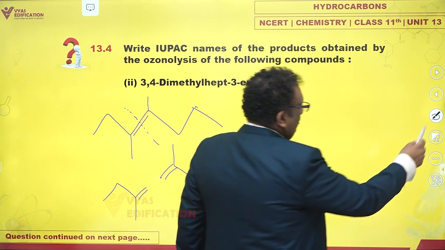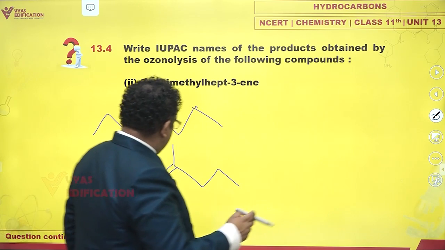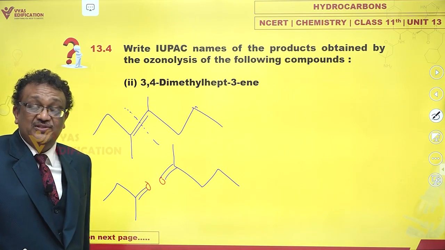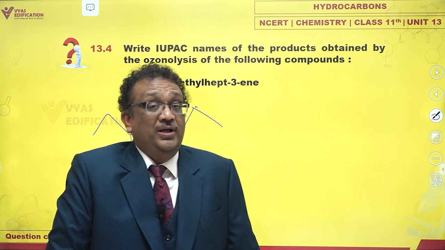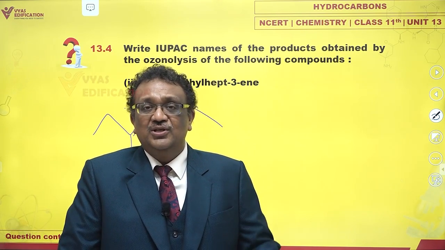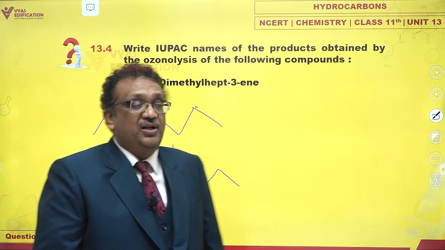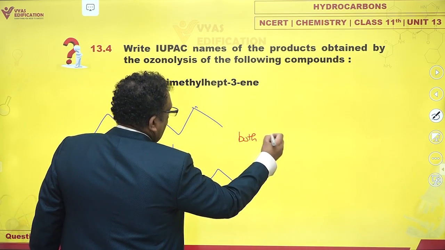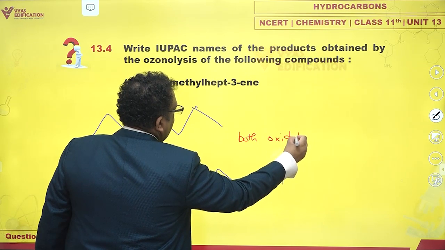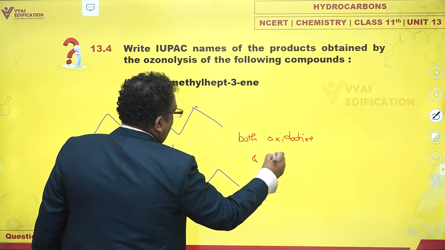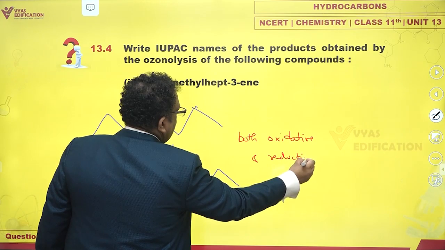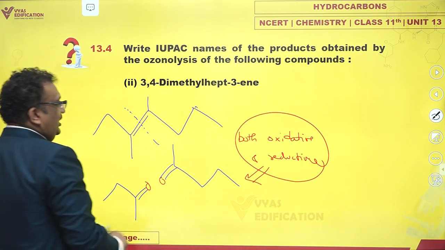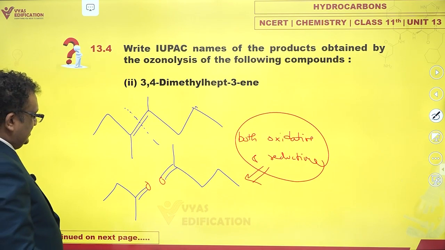And then what do you need to do? Just attach O's here. Oh my God, these are ketones. Yes, they are ketones. And let me remind you, ketones are very difficult to oxidize. So maybe oxidative or maybe reductive, in both oxidative and reductive ozonolysis, these are the products only. Same products, there is no difference.